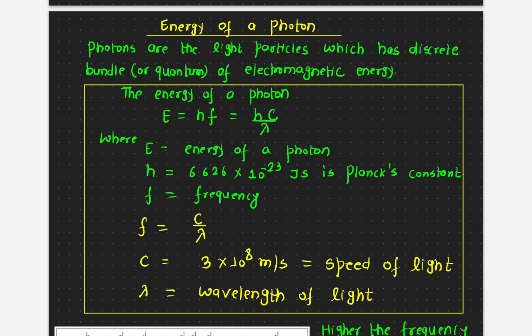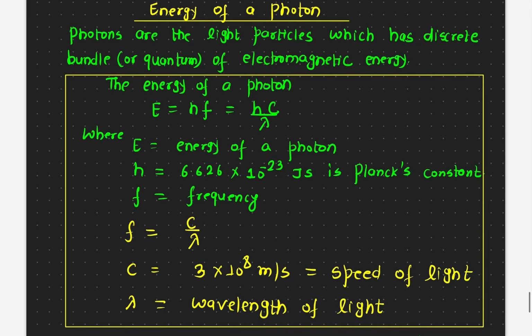If you think of any light, it has a smallest particle, a very, very tiny particle. That tiny particle we call a photon. So photons are the light particles, and each particle has a fixed amount of energy, and that energy is given by this equation here, and that we call the energy of the photon. Now let me explain each term here.